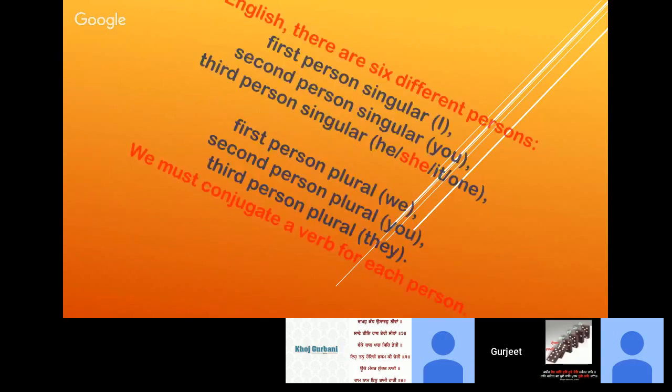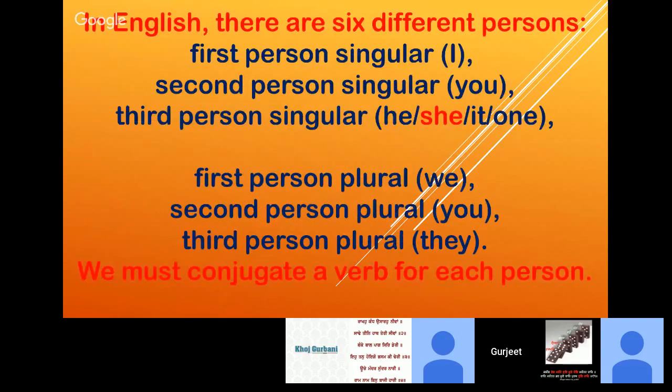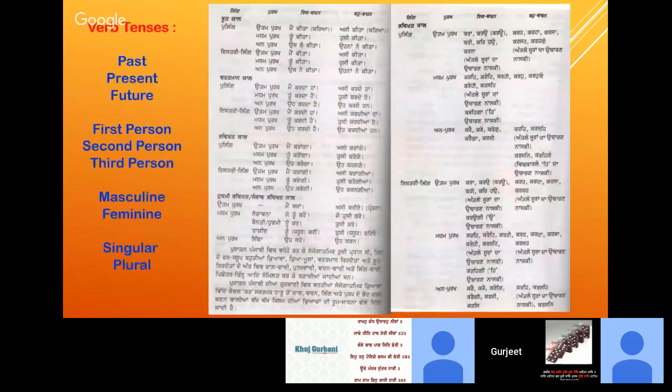Now, let's go. In English, we have 6 different types of the 3, and then the 3 become 6. Because the first person, second person, and third person, then they will have first person plural, second person plural, third person plural. At the same time, they will also have masculine and feminine. But let's see how our system works. In Gurumukhi, we have all this.